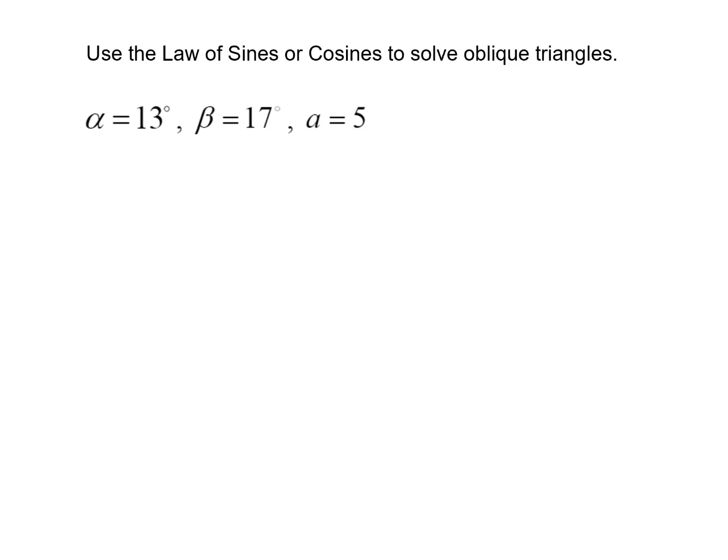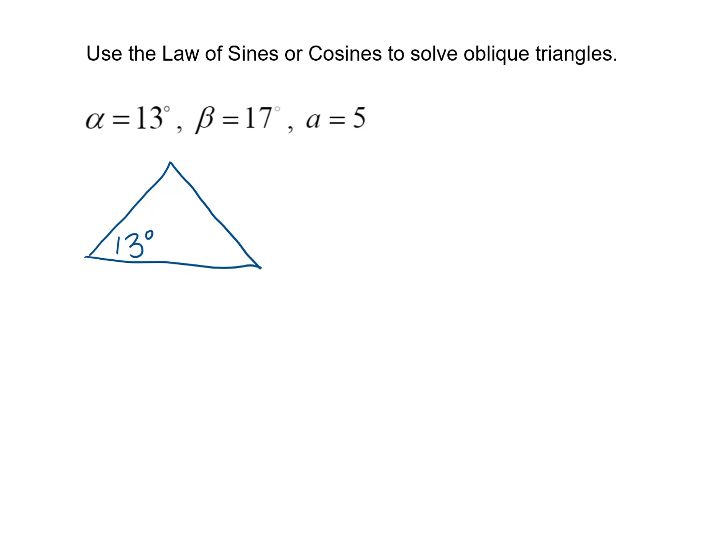Okay, we want to use the law of sines or cosines to solve these oblique triangles, and we're going to round them to 1 decimal place. So the first thing we need to do here is draw us a triangle. We just make some random triangle and we'll put alpha in it.